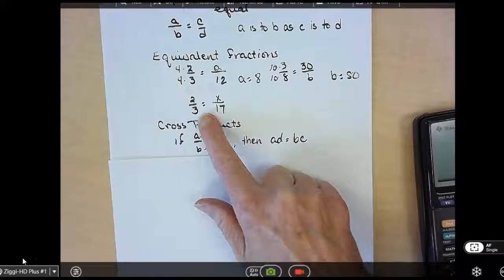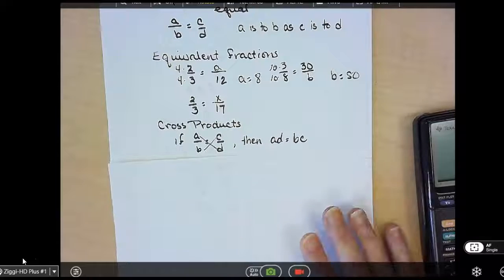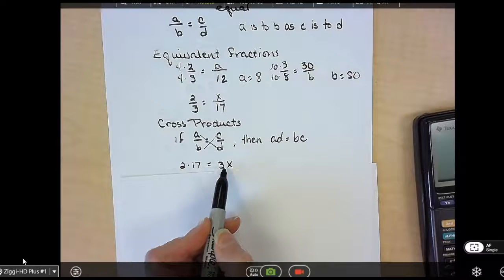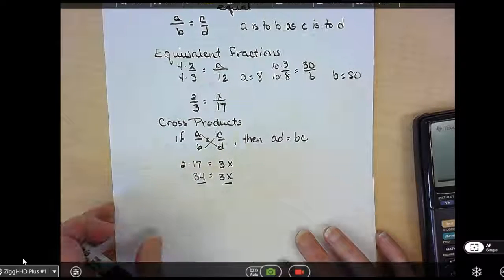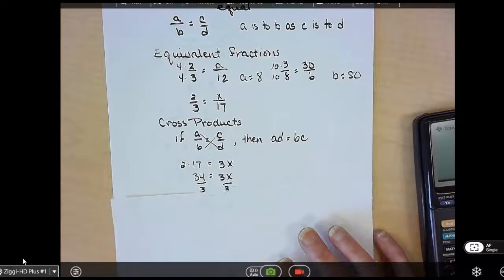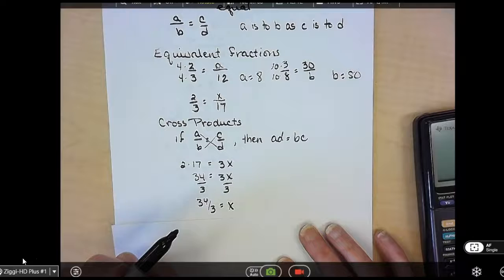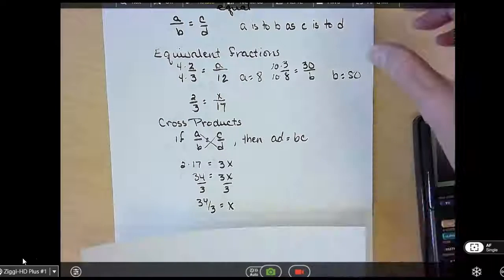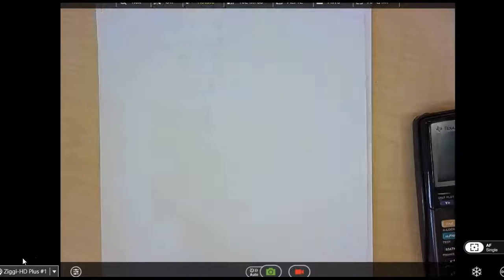So if I go back to 2/3 equals x over 17, 2 times 17 would equal 3 times x. So then I'd have 34 equals 3x, divide by the 3, and I get 34/3 equals x. Most of the time they want you to leave it as that fraction, so you would not have to simplify down or do mixed numbers.